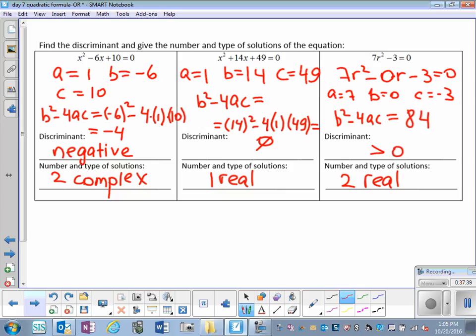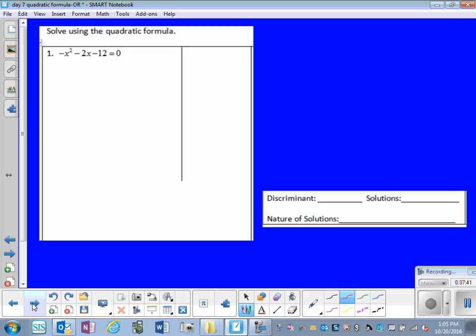Questions? Okay. So let's do one of these together and then you'll do maybe one or two on your own. Okay, so the first problem is negative x squared minus 2x minus 12 equals 0.